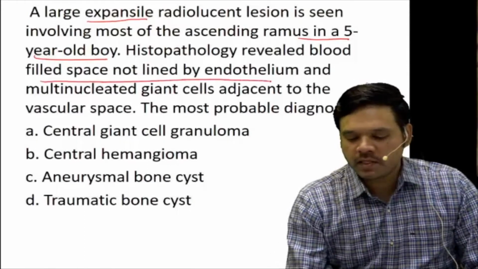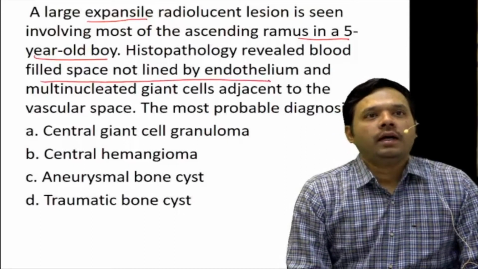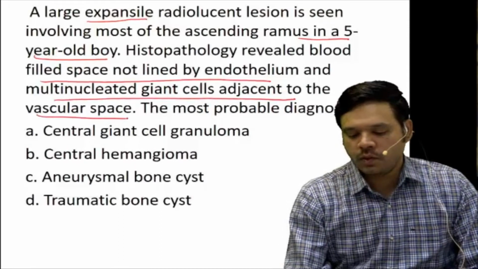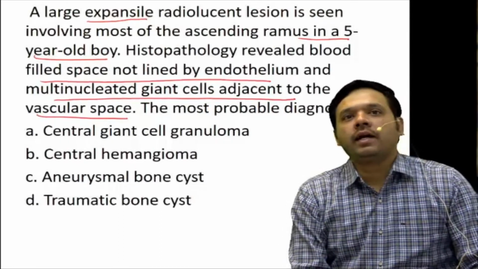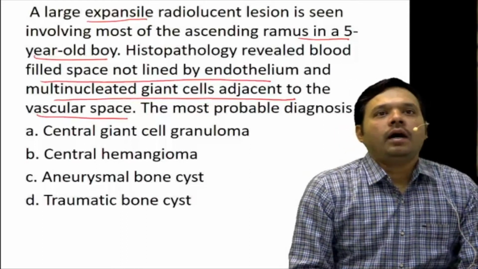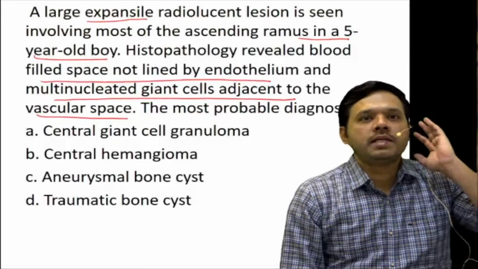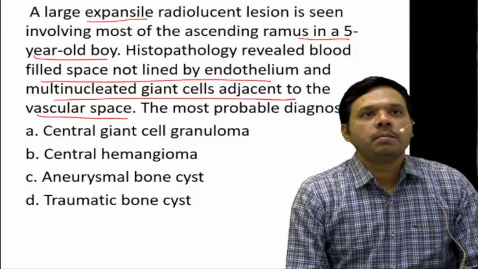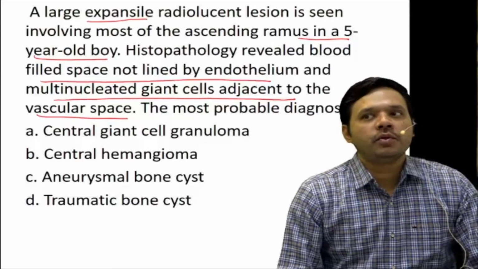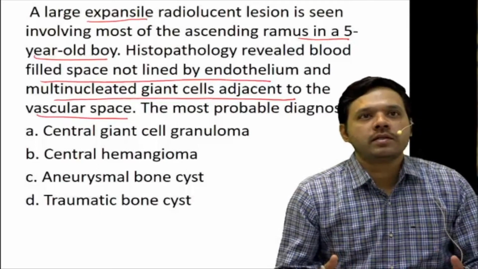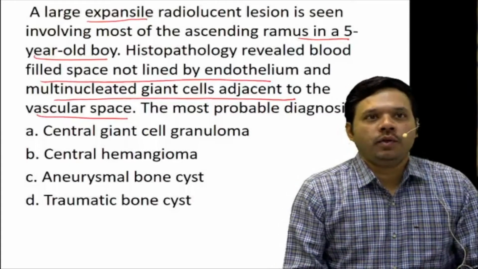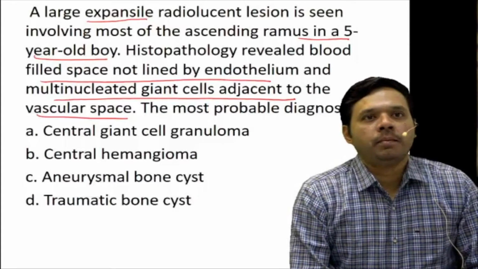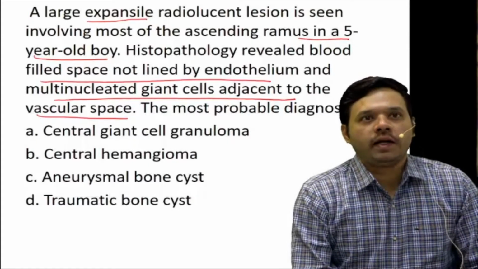There are blood-filled spaces which are not lined by endothelium, and there is presence of multinucleated giant cells adjacent to the vascular space. The most probable diagnosis is, so if you see this, it is an expansile lesion which is seen basically in the 5-year-old boy. And when you do a biopsy, you are able to see multinucleated giant cells, and the most important thing is blood-filled spaces which are not lined by endothelium. The most probable diagnosis is central giant cell granuloma, central hemangioma, aneurysmal bone cyst, traumatic bone cyst.